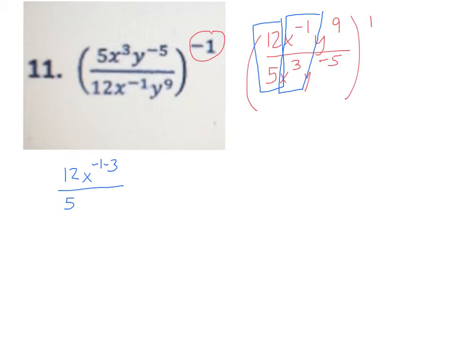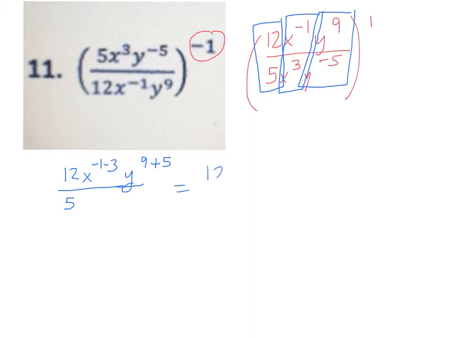I'm going to do the same thing with my y's. Keep my base, which is y, and subtract the exponents: 9 minus a -5. Now, look what happened here. I subtracted a negative, which in turn becomes an addition problem, so it's 9 plus 5. Now, I can continue on my way.